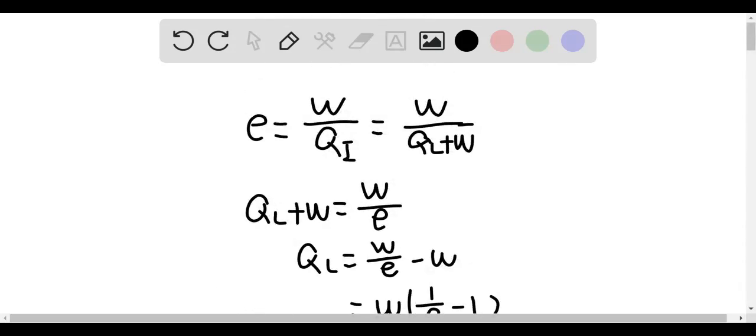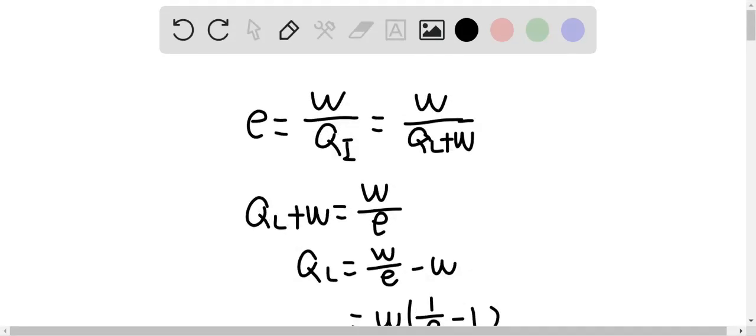Okay, so question A was asking how much volume of air was heated per day. Well, we know the efficiency is equal to work over the input energy, which is equal to work over the energy loss plus work, because the energy loss plus work is equal to the input energy. QI is the input energy, QL is the loss energy.